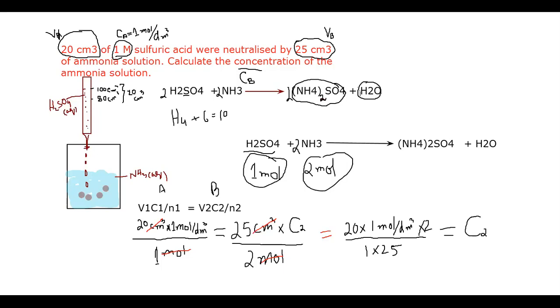Beta, why will we use dm cube? Because the only measuring unit here is the mole per dm cube. Okay, your answer is right. The answer is 1.6 mole per dm cube.